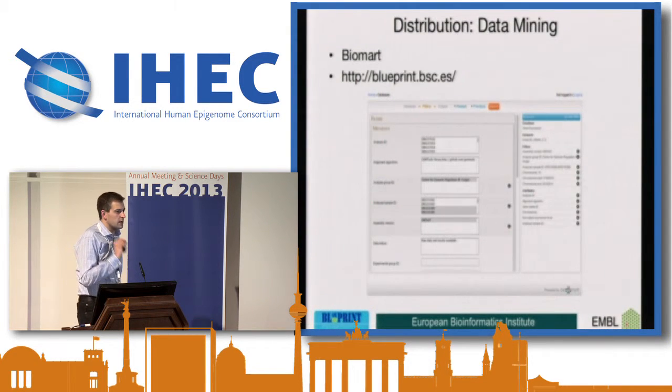But we don't just provide this data visualization and raw data file download. We also provide methods to do specific data mining across the Blueprint data sets. This is based on the BioMart technology. For those of you who are not familiar, BioMart is a method to do structured queries across databases. So what does structured queries across databases mean? It means you can ask questions like, I want all cell types of a certain type, or I want all data from a certain cell type that displays a certain mark. And you can ask that question, and the software will bring it back to you.